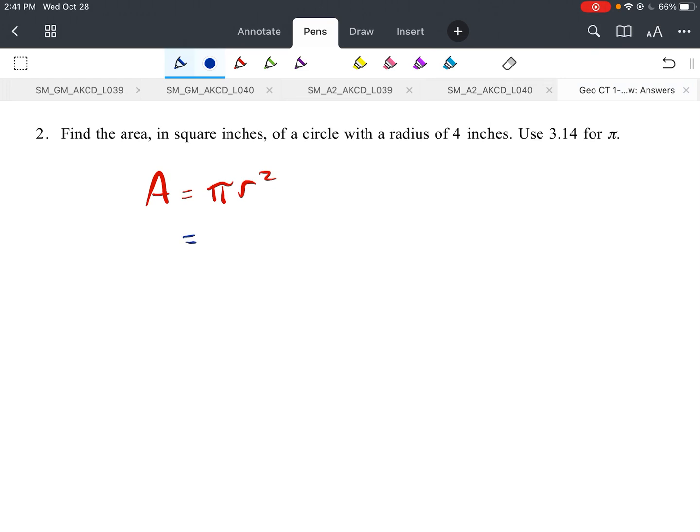Okay, so find the area. That means they want us to find the area, leave the A there. 3.14 for pi. And the radius is 4, so just put a 4 there. And then let the calculator be your guide. And that gives 50.24, and then square inches if you're looking for units.